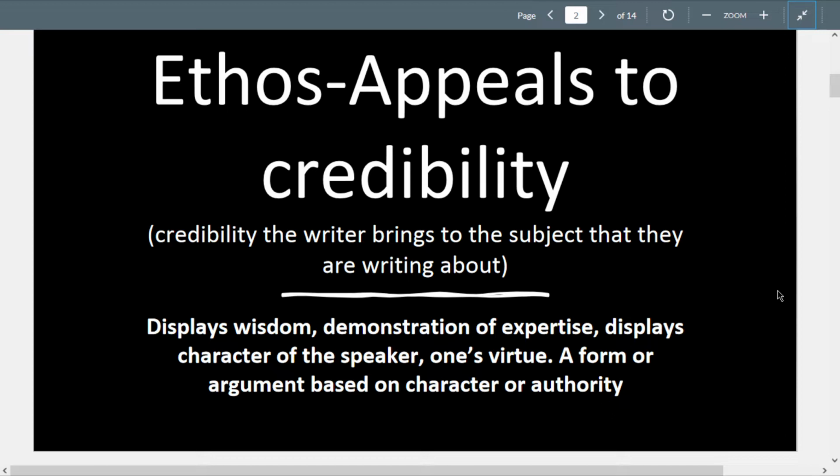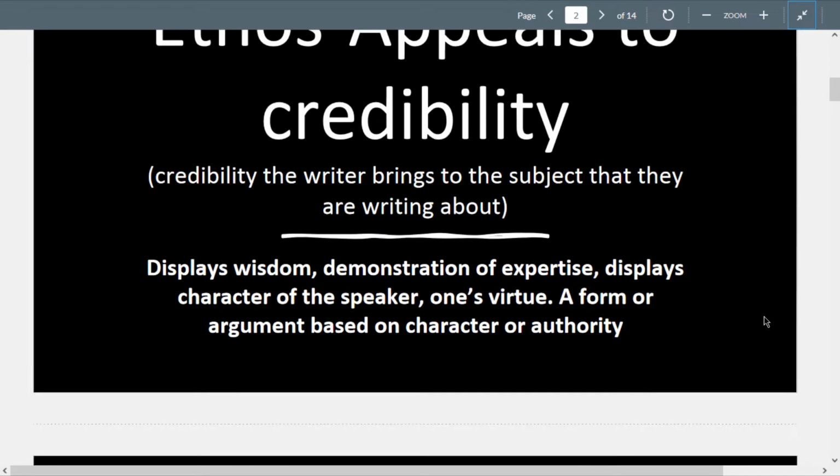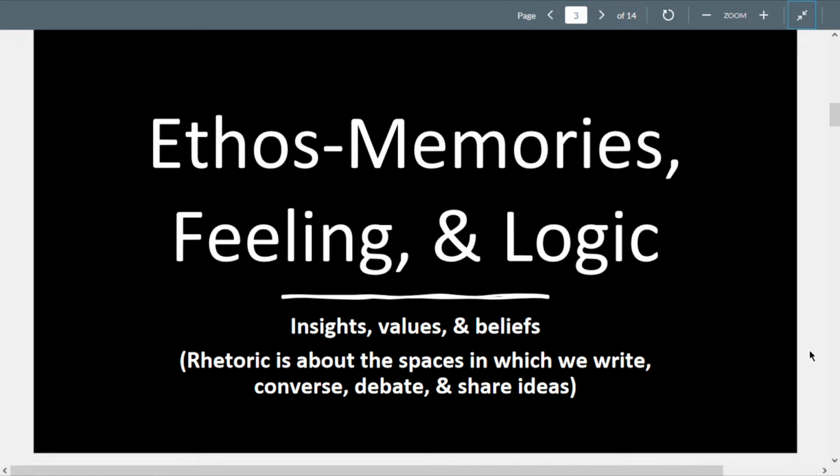So, like in our Independence Interrupted, the author of that holds a PhD. She talks about Harvard, I think, and Pew Research. I think it was Harvard. I'm not sure, I don't remember. But she brings up that credibility, that factor that is important, the ethos appeals, right? So, ethos can be memories, a feeling, and logic, insights, values, and beliefs. Rhetoric is about the spaces in which we write, converse, debate, and share ideas. Okay?